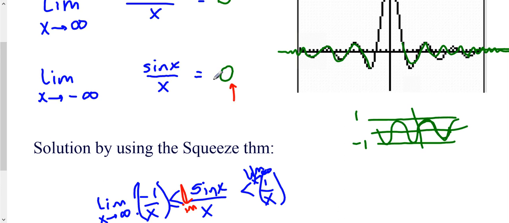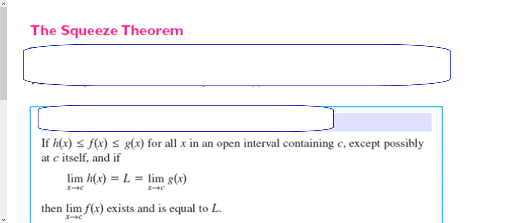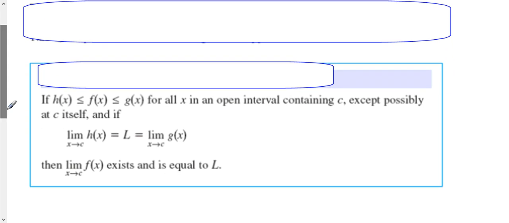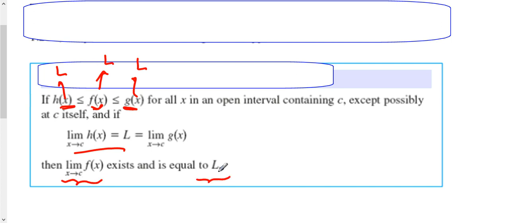As a matter of fact, what we just did here is called the squeeze theorem. So while we're at it, let's take a quick look. It tells us if you have a function that's squeezed between two other functions, and if you know that this one is going to L, and this one is going to L as x approaches a certain value, then the one in the middle will approach L as well. So pretty self-explanatory theorem, as you can see, and we used that in the last example.